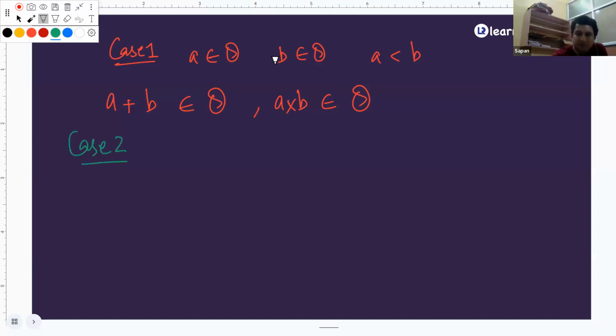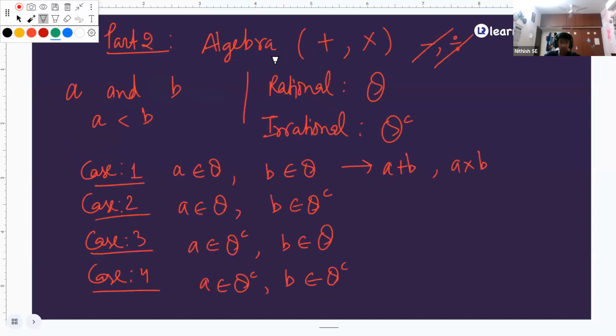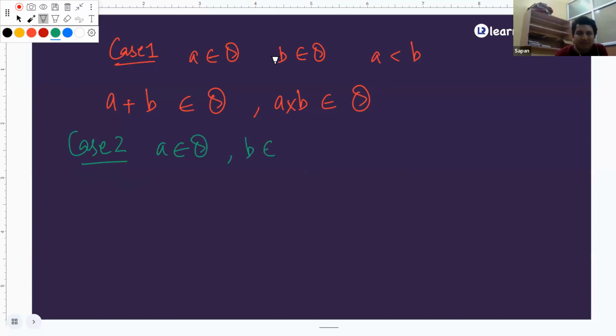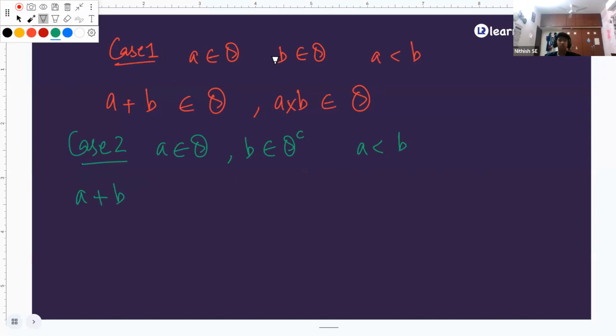So what is case 2? A is a rational number, B is irrational, and A is smaller than B. What do you think about A plus B? Where will it fall? It can either be rational or irrational. No, it'll be irrational, because B is greater than A.